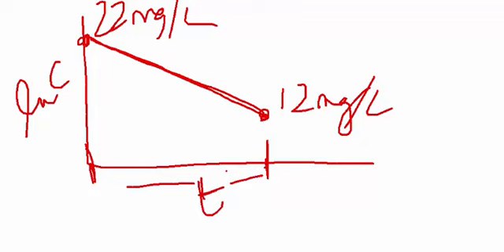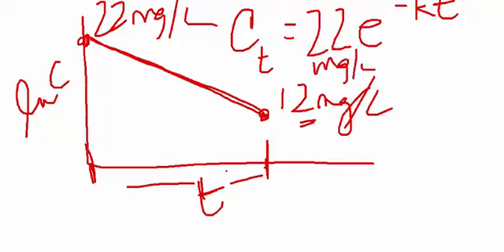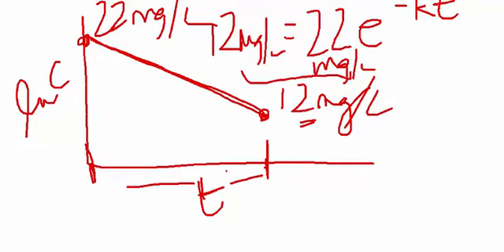This is a one compartment decay model, so we can use our good old Ct equals C0 e to the negative kt. Right? So if that's the case, then we know that C0 here is 22 milligrams per liter. And where we want to get to is 12 milligrams per liter. So our Ct is 12 milligrams per liter. And the t here is going to be the time difference between those. That's what we're solving for here.